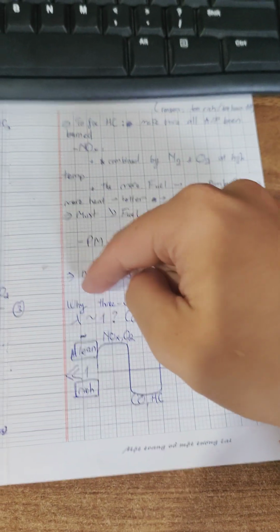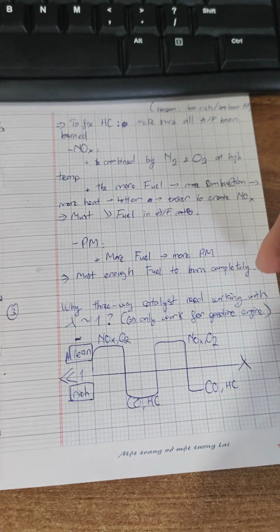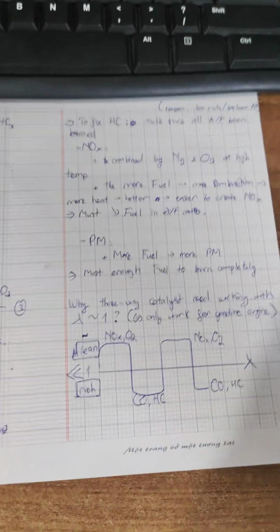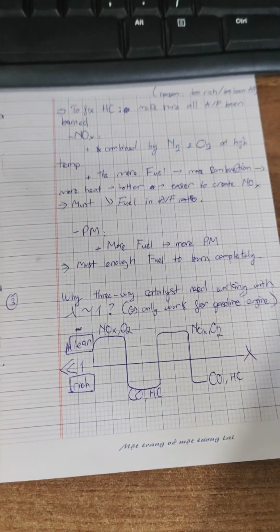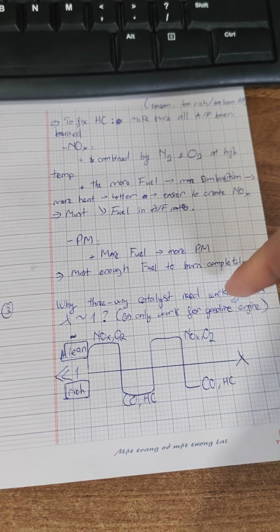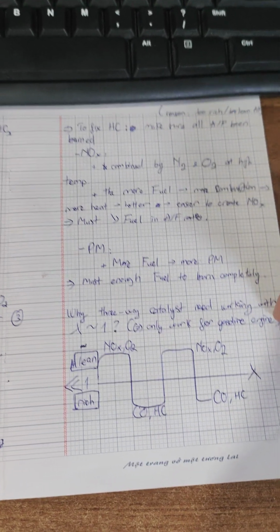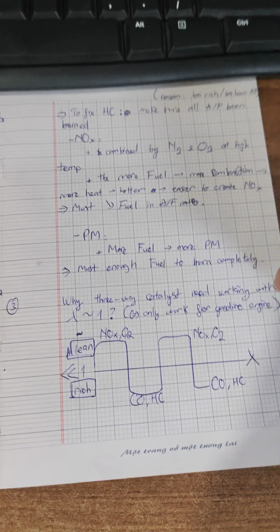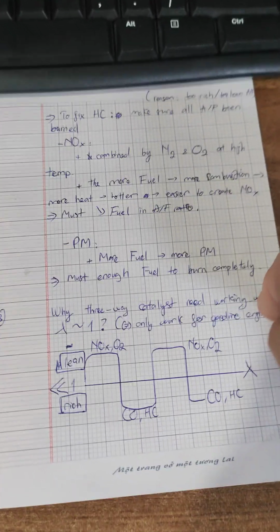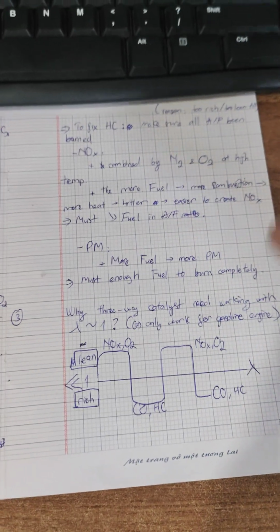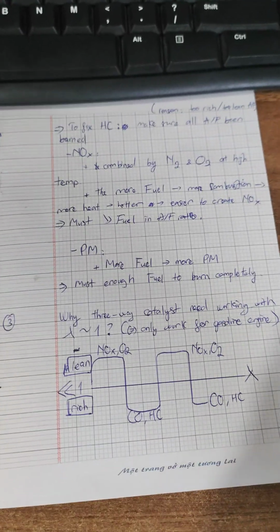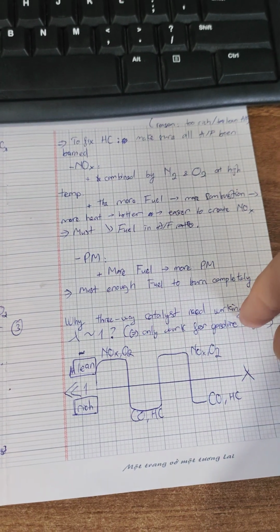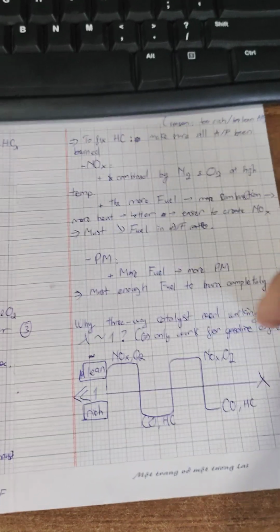The third question is why the three-way catalyst needs to work with lambda near 1. And this only works for gasoline engines because the lambda value of a diesel engine is much larger, must be different than 1, I mean.